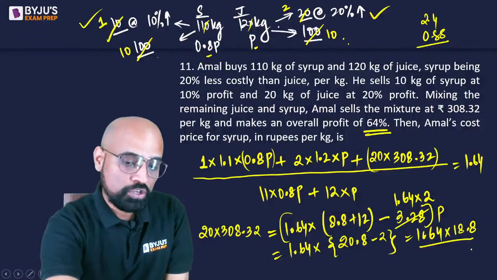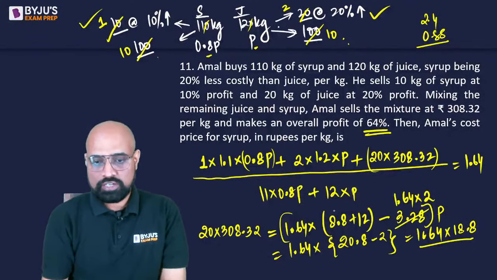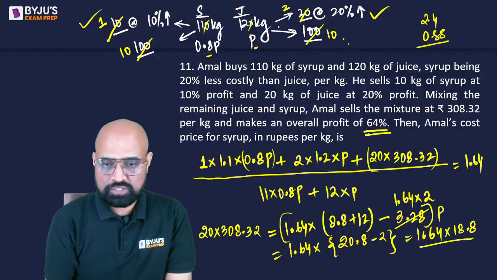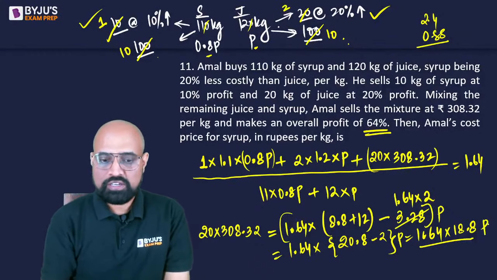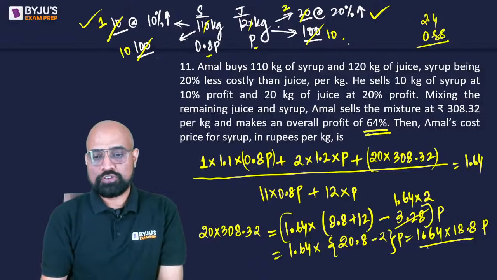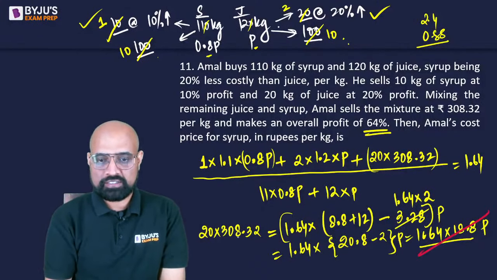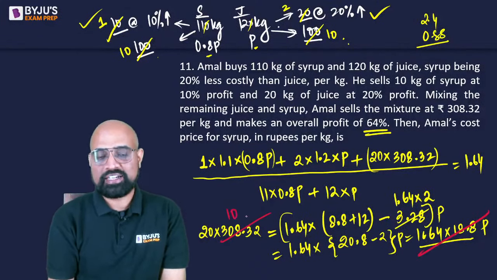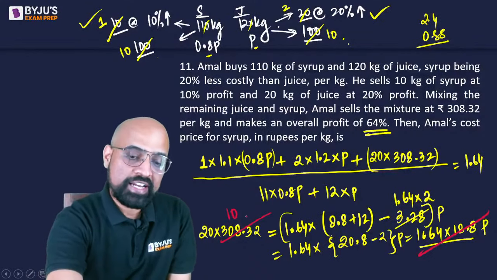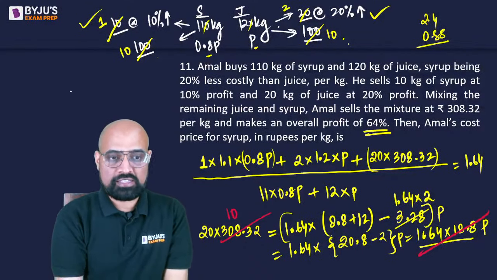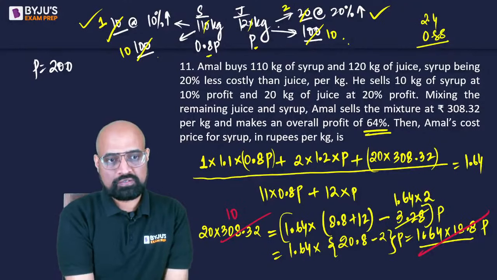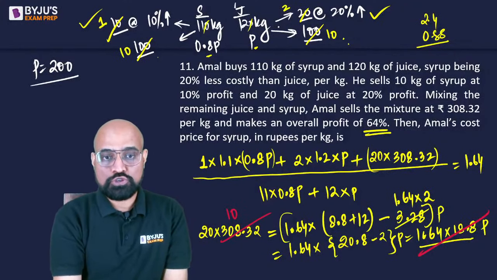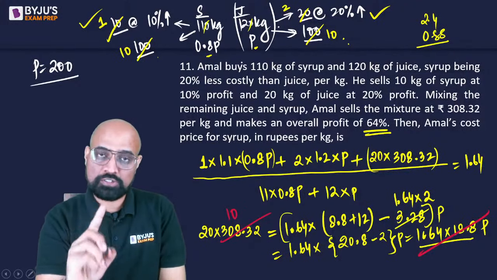और अगर आपने इसको solve करा होगा, don't forget the P. Sorry, there is a P here, there is a P here. If you're going to use the calculator for this particular question, you will realize that this product and this product is 10 times. So you will get the value of P as 200. As in juice जो है वो 200 rupees per kg sale होता है.